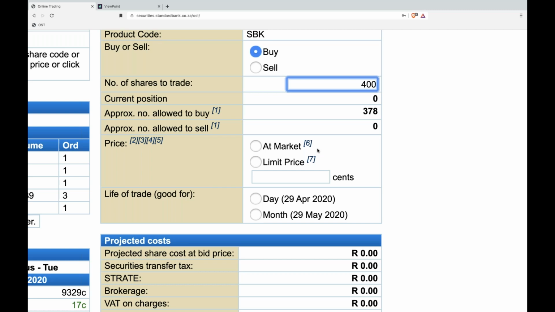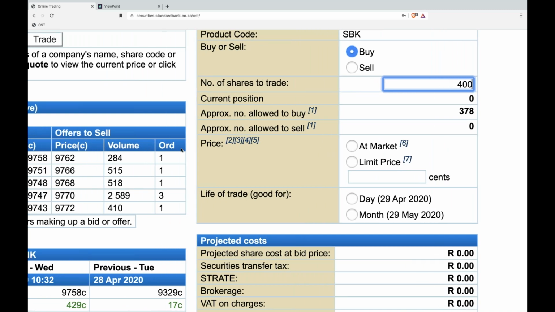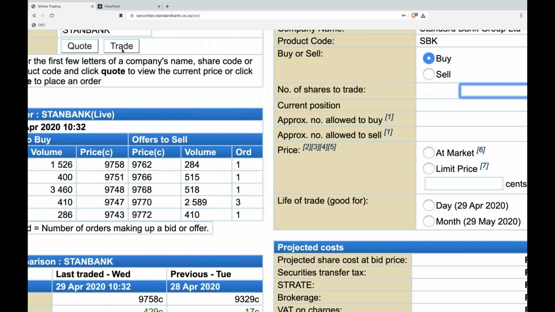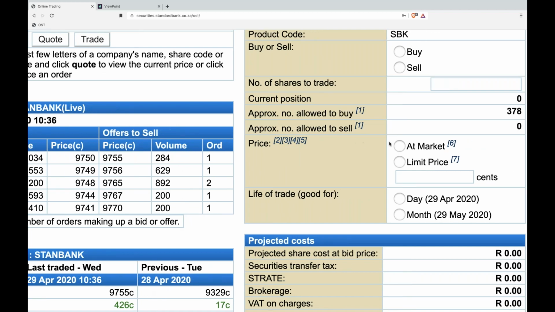Now we come down to the price you wish to pay. You've essentially got two options, at market or limit. At market says you'll pretty much buy the shares at whatever the best price is available in the market. Now, that best price at 10:32, which was 4 minutes ago, was 97.62. Let's quickly refresh this page and see we're now at 97.55. So actually, we would have got a slightly better price if we had done an at market, a slightly better price than was illustrated. So at market basically says, I wish to buy those shares and I'll buy them at the price at which there are sellers. In other words, you're indiscriminate about the price.